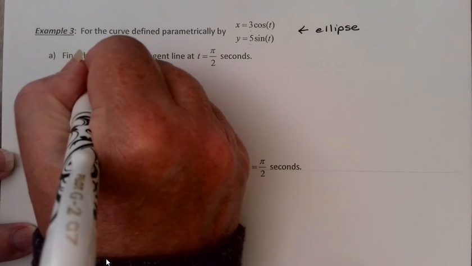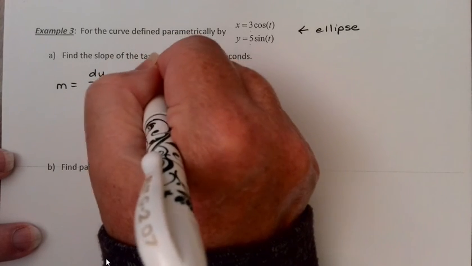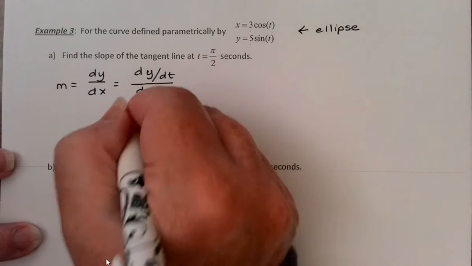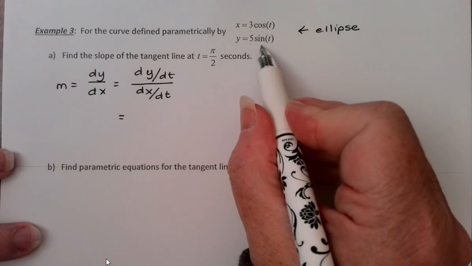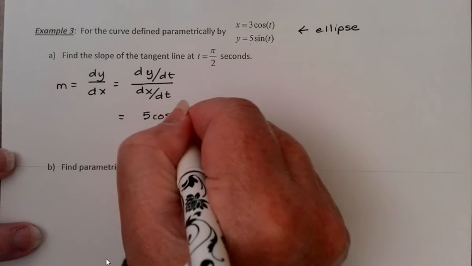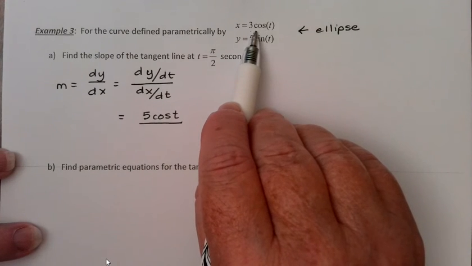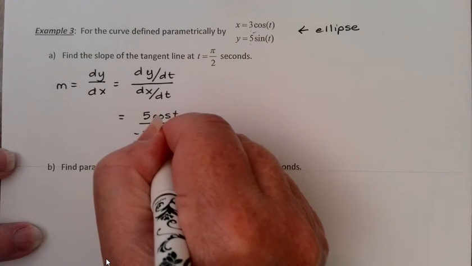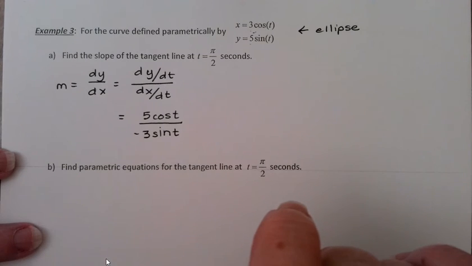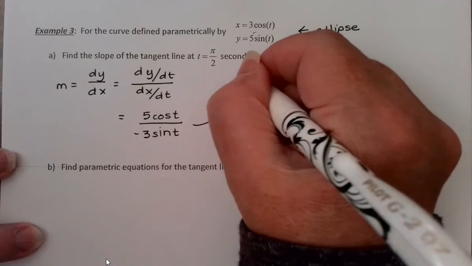So again, slope dy dx. For parametric equations, calculate that as dy dt divided by dx dt. dy dt is going to be 5 cosine t and dx dt is -3 sine t. This time, I don't have to work quite so hard because I was actually given the t value to plug in. So we'll just go ahead and do that.